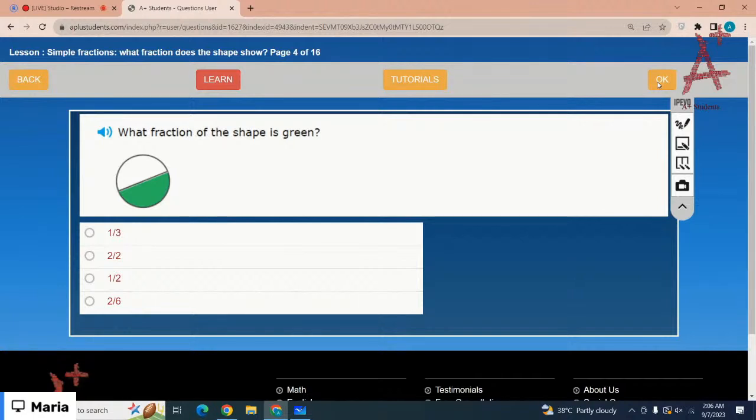What fraction of the shape is green? So just look at the shape. The shape has 2 equal parts, right? One of them is green. That means 1 out of 2 is green. The correct option is 1 out of 2. You can say 1 slash 2. In the fractional form, you can write it as 1 out of 2, right?